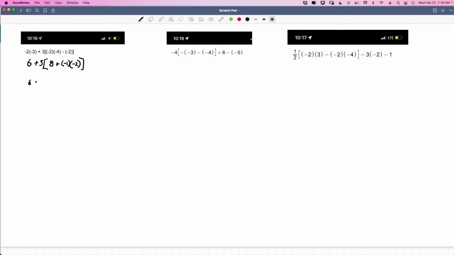So we have 6 plus 3 times 8 plus, and a negative times a negative is going to be a positive. 1 times 2 is going to be a +2. All right. So now we know that 8 plus 2 is 10, right? So 6 plus 3 times 10. So it's going to be 6 plus 30. That's going to equal 36.